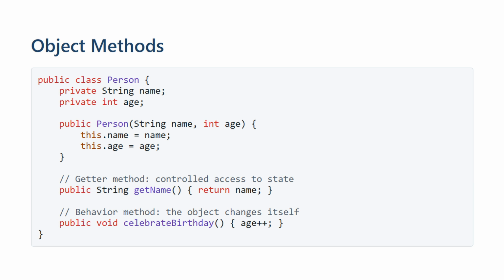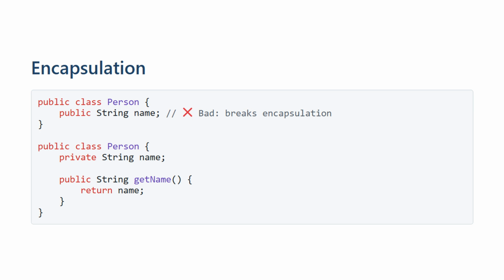Next, fields and methods. Fields represent the state, what the object knows. Methods represent behavior, what the object can do. In Java, we almost always make fields private. That's the first step towards safe design. Notice what we're doing. We're exposing behavior, celebrateBirthday, instead of exposing the age field directly. That keeps the class in control of its own invariants.